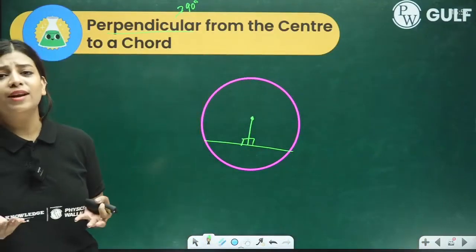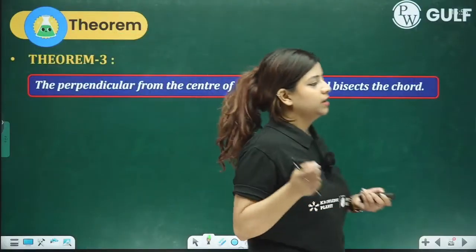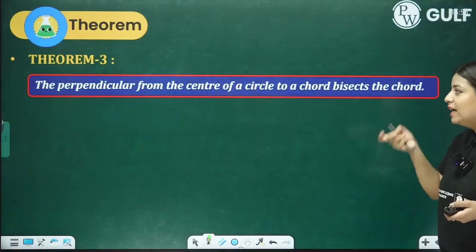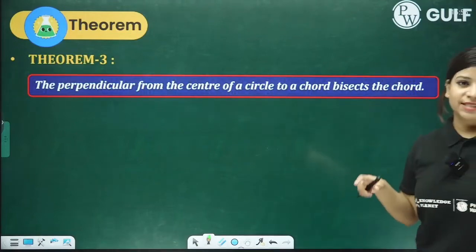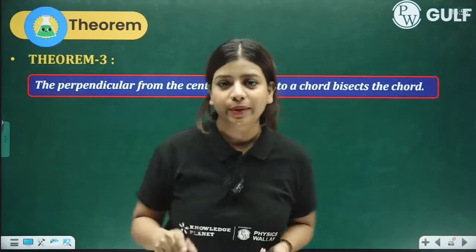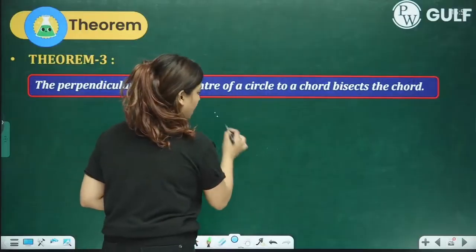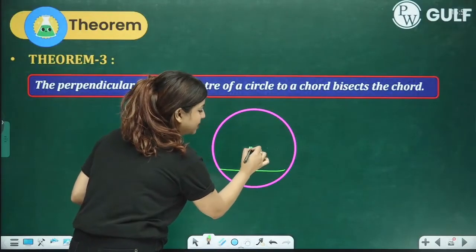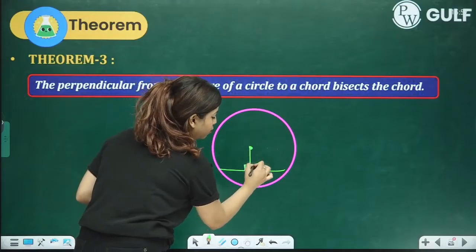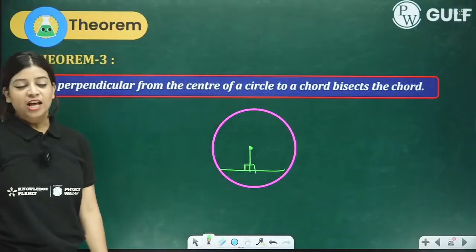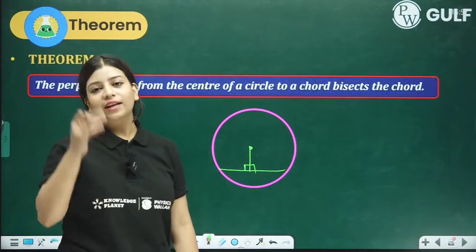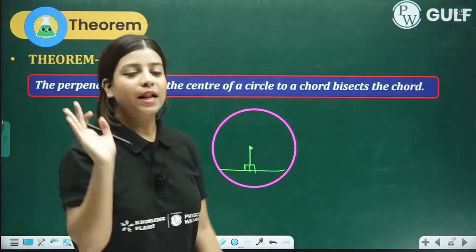Now, what is its relationship? Let's learn about it. The very first theorem says the perpendicular from the center of a circle to a chord bisects the chord. What does it mean? Listen to me. If you have a circle and a chord, and from the center you draw a perpendicular, this perpendicular will divide the chord into two equal parts.